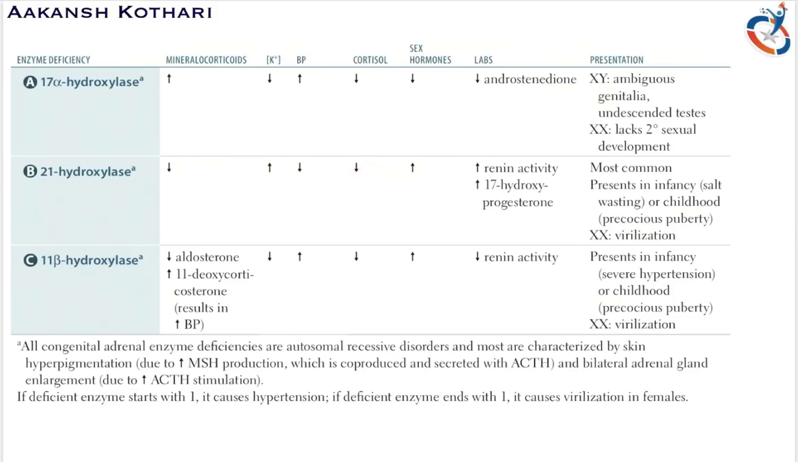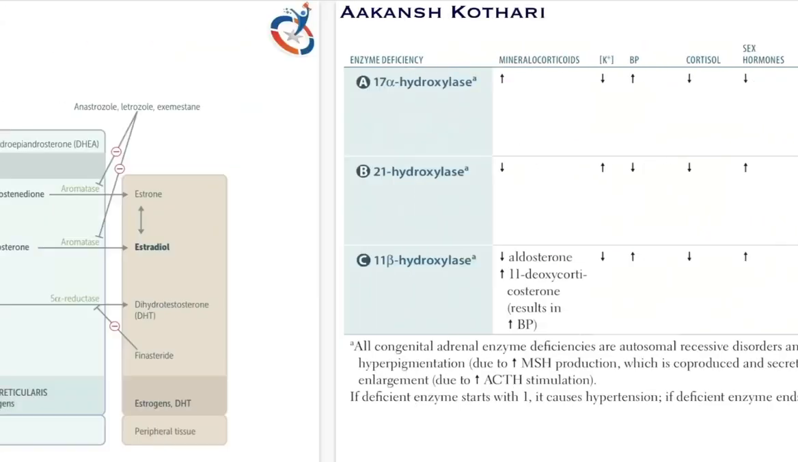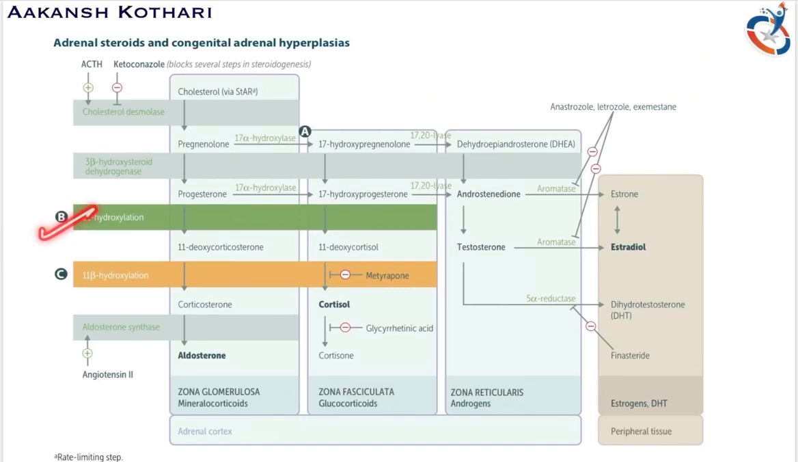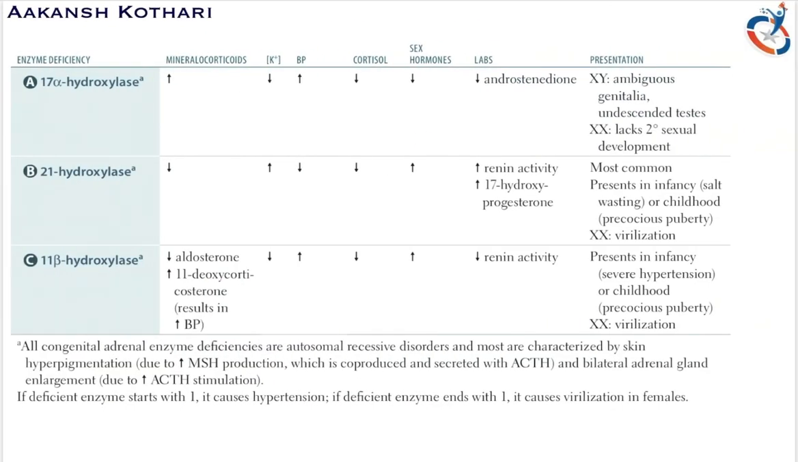Now, since the mineralocorticoid decreases, that is the aldosterone decreases, there is an increase in the potassium. And similarly, it affects the renin-angiotensin aldosterone system, and hence there is a decrease in the blood pressure. This is very important. Is it clear? The sex hormones are not dependent on the 21 hydroxylation process, and hence there is an increase in the sex hormones.